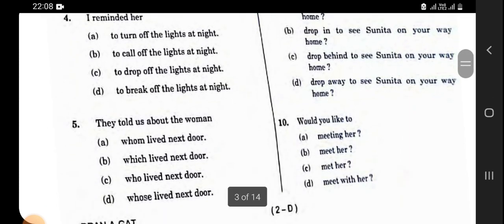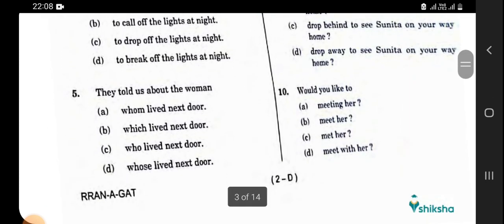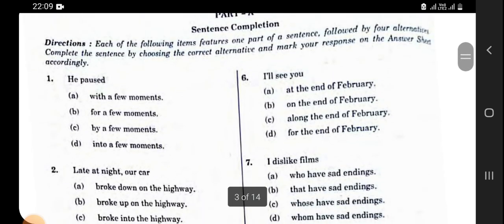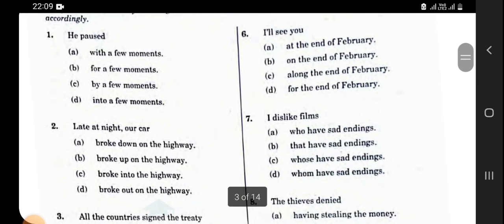Number 5, they told us about the woman. They told us about the woman, and remember, it's a human being. So whom lived next door? Which? Never. Whose lived next door? Never. You might get confused between A and C, and the answer will be C: who lived next door. Let us move to question number 6 that we have here.